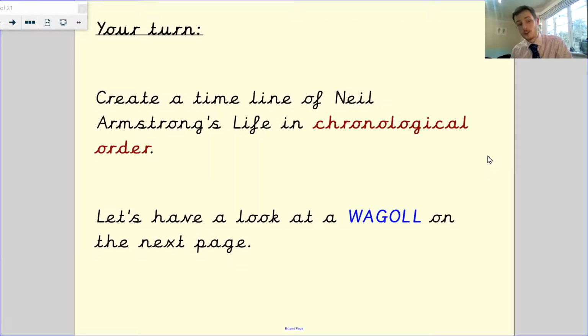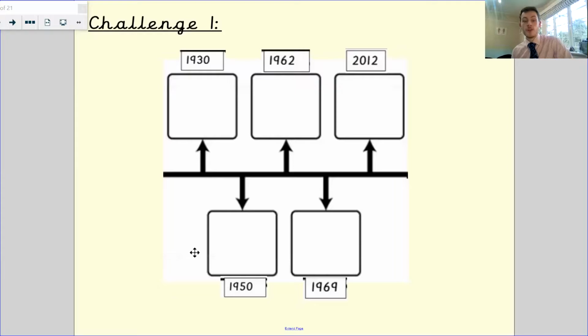So it's now your turn. You're going to create a timeline of Neil Armstrong's life in chronological order. So chronological order, we mentioned, was putting order of somebody's life from start to finish. So let's have a look at what a good one looks like on the next page. Okay, so here we go. I've drawn a bit of a challenge one for you, and I've put the dates next to each one.